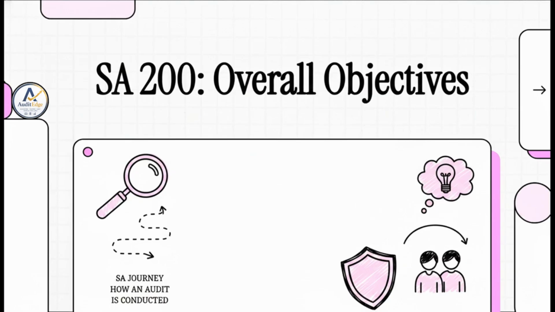Today, we're looking at a fundamentally crucial topic for all auditing professionals and students. We're talking about Standard on Auditing 200. This standard literally lays down the overall objectives of the independent auditor, and it explains exactly how an audit is conducted in accordance with the SAs. Let's take this journey together to really understand the true essence of an audit.